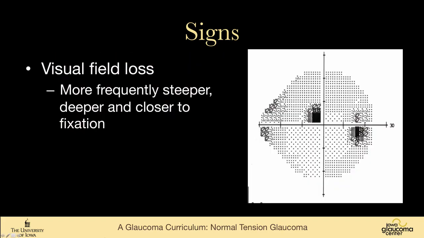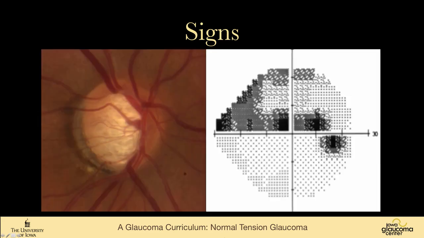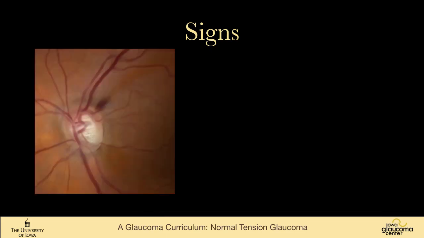Like other forms of glaucoma, these patients have visual field loss. It's more frequently steeper, deeper, and closer to fixation. So these kinds of field loss patients that have this very profound drop right at fixation are somewhat more common in patients who have normal tension glaucoma. It's a patient who has a notch in this right eye with this fixation splitting field defect, as you can see here. Very characteristic of normal tension glaucoma.